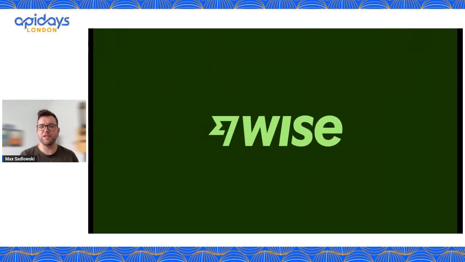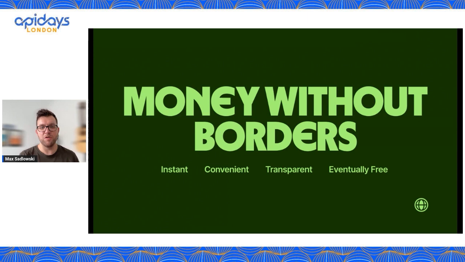So let's first set the stage here a bit. What is Wise? Wise is a global technology company building the best way to move money around the world. Over the last decade, Wise has built an entirely new cross-border payments network that will one day power money without borders for everyone, everywhere. So let's talk about that. Money without borders. Our mission pillars are to provide global money movement that is instant, convenient, transparent, and eventually free.